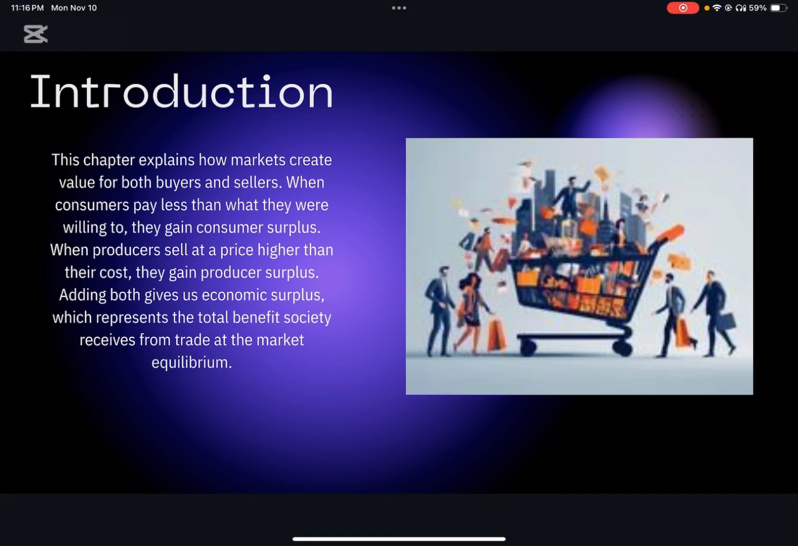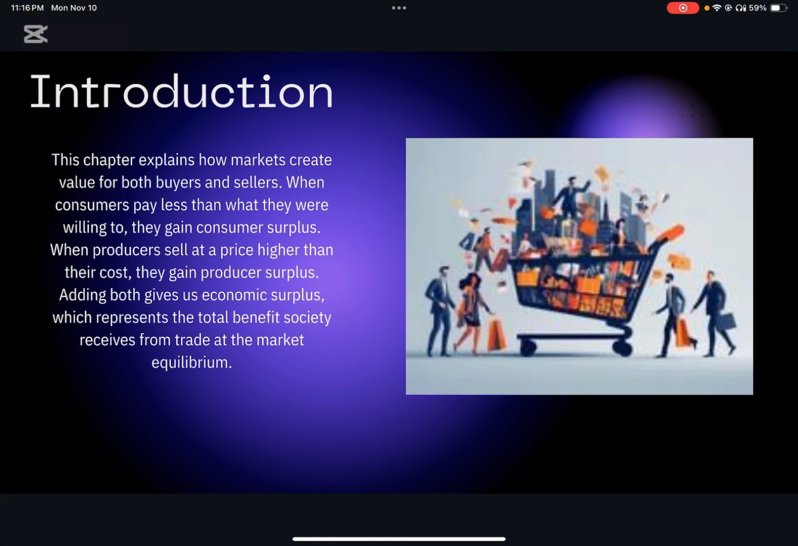In every market, whether it's phones, food, or clothes, there are buyers and sellers who both benefit from this trade. When a buyer pays less than the maximum amount they were willing to pay, they get what we call consumer surplus. It's the extra happiness or satisfaction they get from this deal.